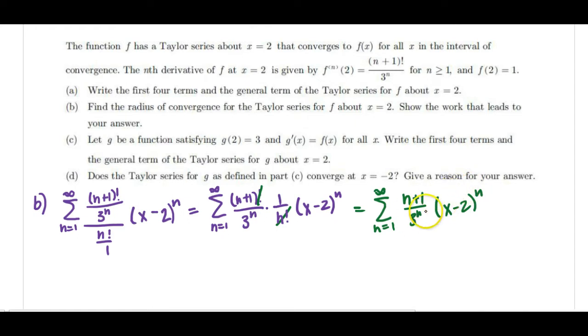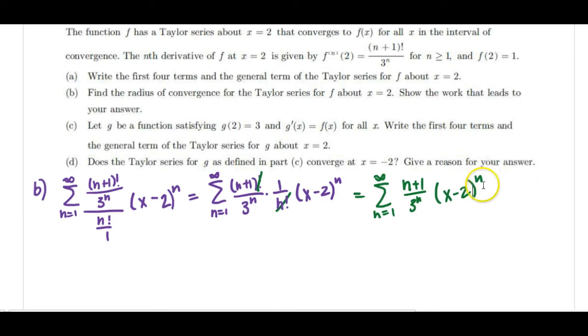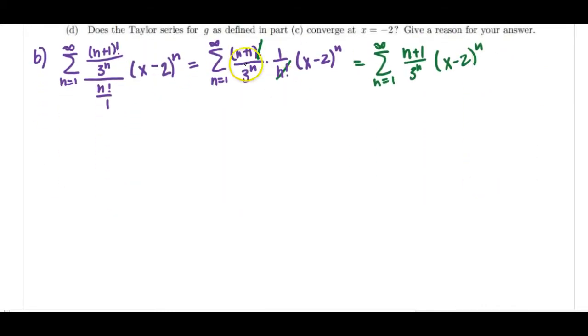I haven't even applied the ratio test yet, but it's going to be easier to do so now that I've simplified my factorials. So let's go ahead and give ourselves some space here. Now we're going to apply the ratio test. We're going to have the limit as n approaches infinity of the absolute value of, we have to substitute n plus 1 in here. So that's going to give me an n plus 2, right? n plus 1 is n plus 2, over 3 to the n plus 1. And then I'm going to have (x minus 2) to the n plus 1.